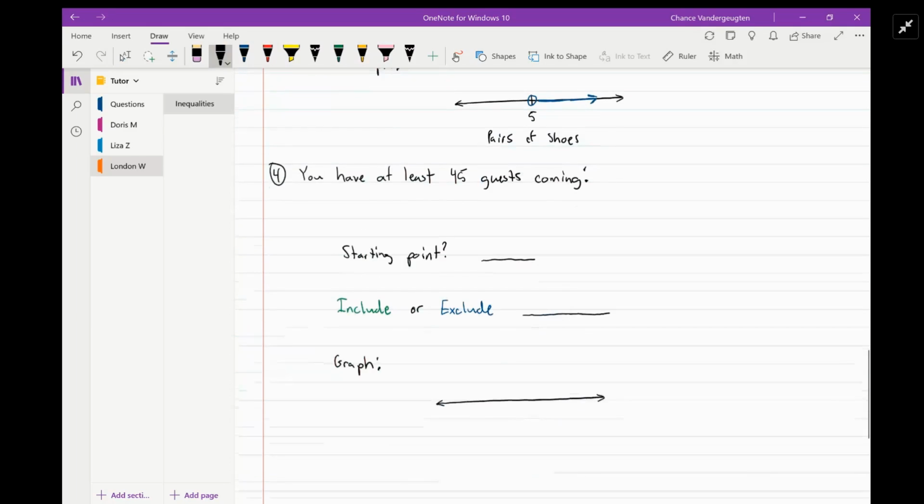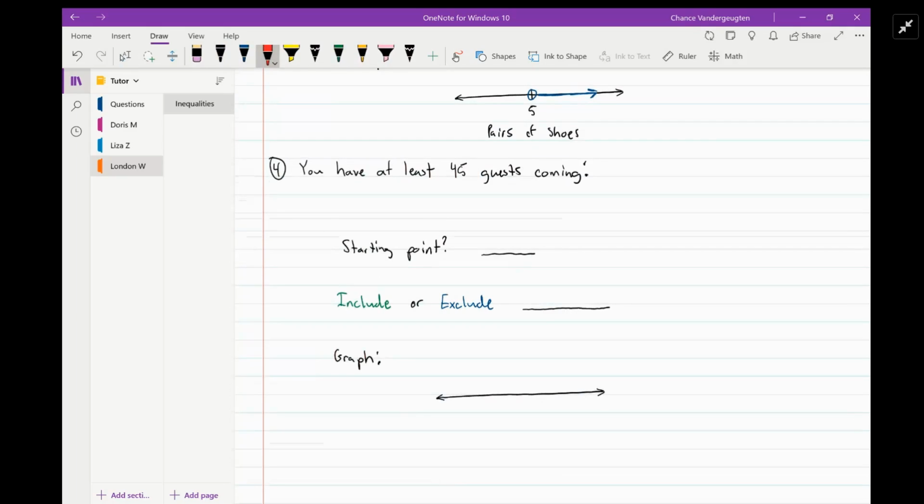Okay, and then the last one here, you have at least 45 guests coming. So what's our starting point? It's going to be 45. Now let's talk about this, at least. When you see these words, at least, that is going to indicate that we are going to be using the greater than or equal to sign, inclusive. So when it says at least 45, we can have 45. We can also have 45 or more. I'm sorry, greater than or equal to.